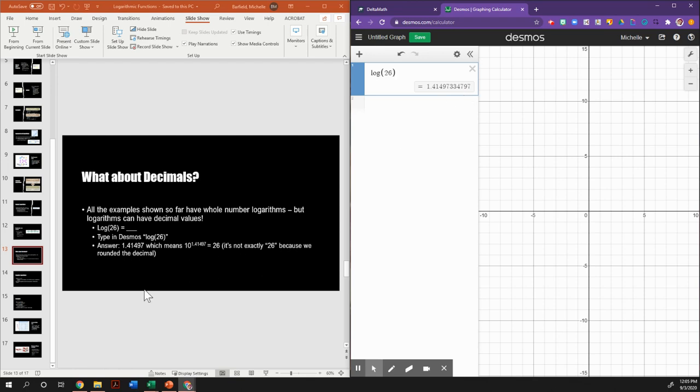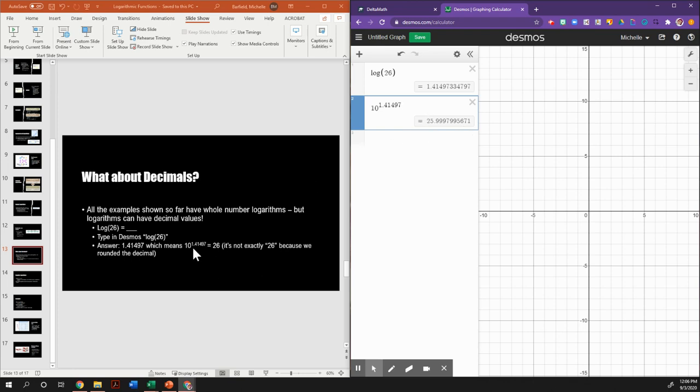That's perfectly okay. The answer here is 1.41497, which means 10 to the exponent of 1.41497 will equal 26. Let's type that in the second line so you can see that. So 10 to an exponent of, now if you round it, I'm going to show you what I've typed in the PowerPoint, 1.41497. Look right here. See how it is 25.9999. If I round it up to 26, I'm good.